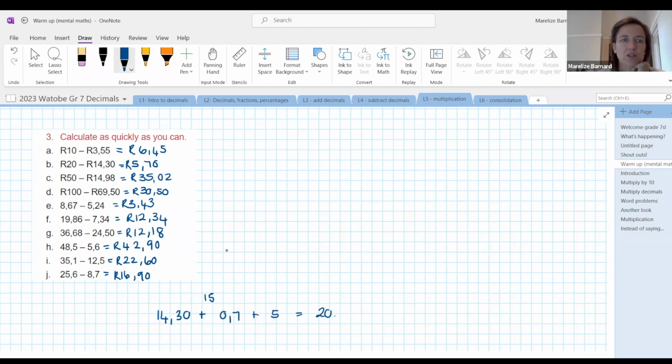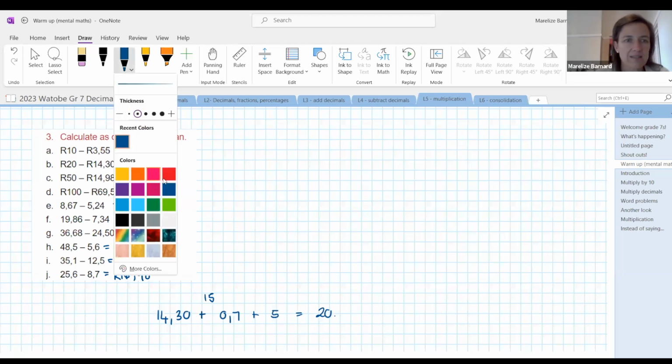You could have done it as 20 minus 14. That gives me 6, minus another 30 cents. That will give me 5 rand 70. Okay, 50 rand minus 14 rand 98 is 35 rand and 2 cents.